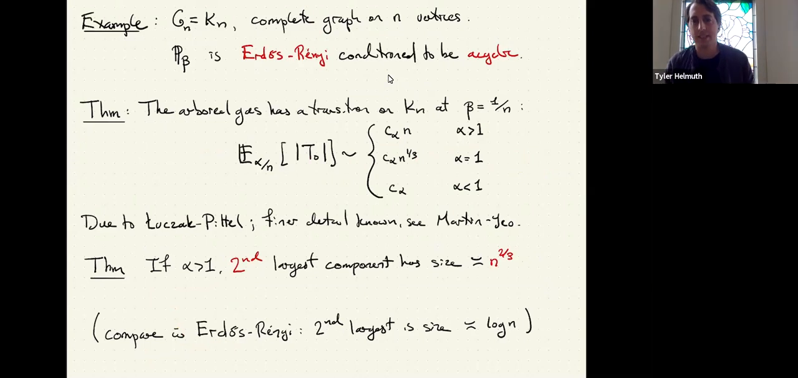Okay, so I said I'm interested in Z^d, but it might be easier to start with something with a little less structure. So let's start with the complete graph. This is a traditional thing to do, the mean field example. So I take G_n to be the complete graph on n vertices, and then this arboreal gas measure is just the Erdős-Rényi random graph conditioned to be acyclic, to have no cycles. So the conventional thing to do here, which is what makes sense, is that you should take beta to be proportional to 1 over n to make sure you see something interesting.